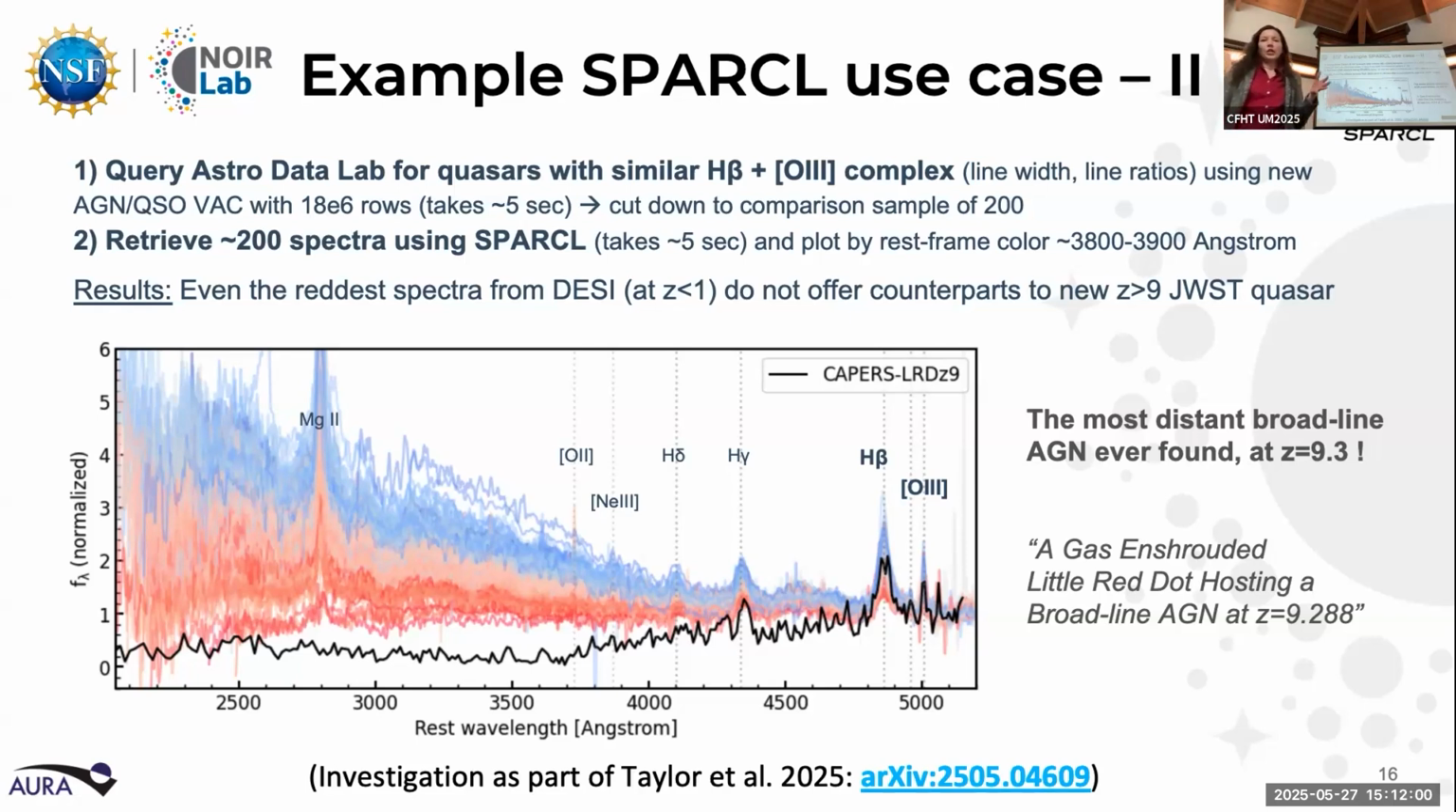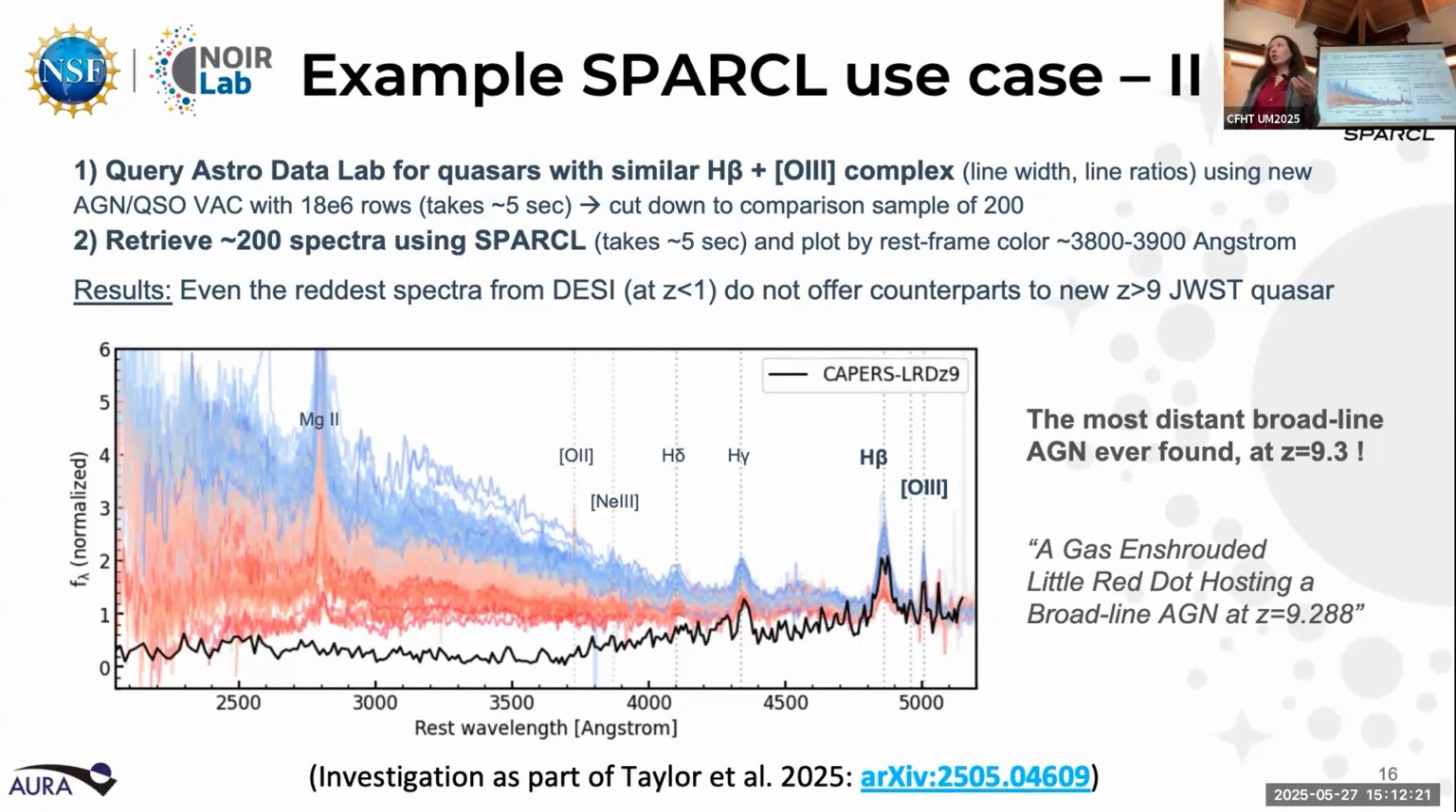So I thought, okay, I can do this with DataLab and Sparkle. I'm going to force similar age beta in O3, so the relative strengths, the widths. So how many spectra are similar in all these properties and the luminosity of the O3 line? That should go from millions of spectra to like 200, so manageable.